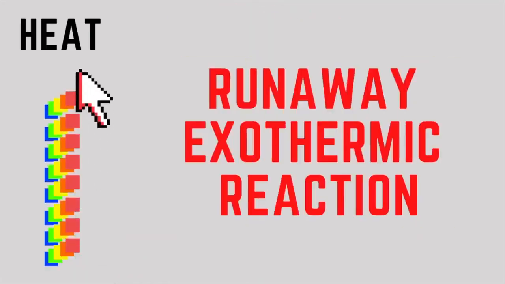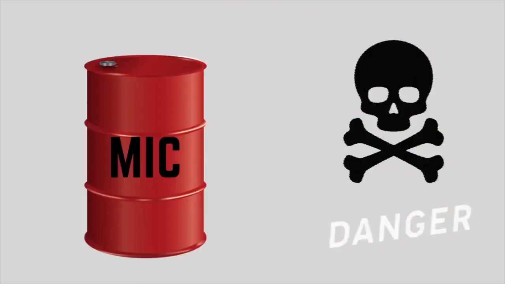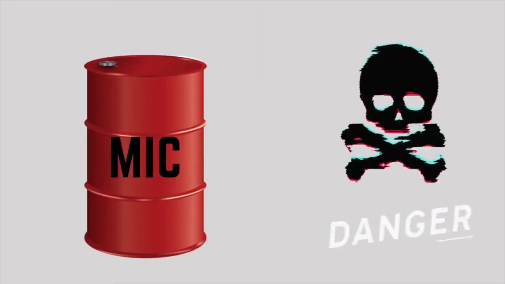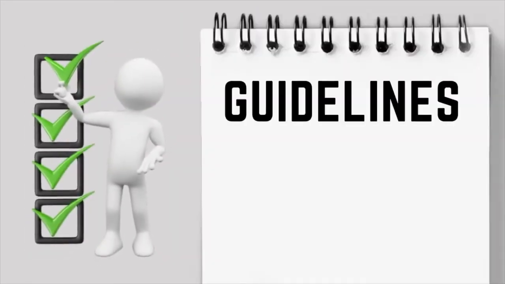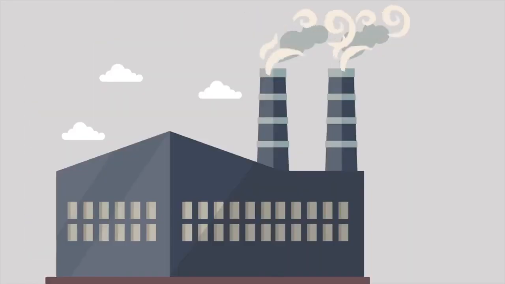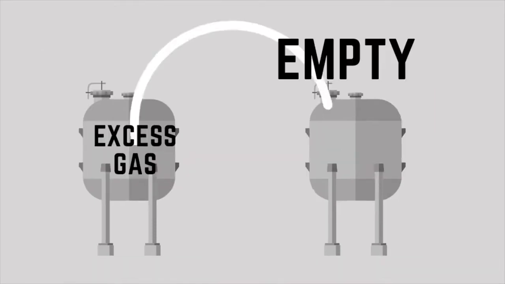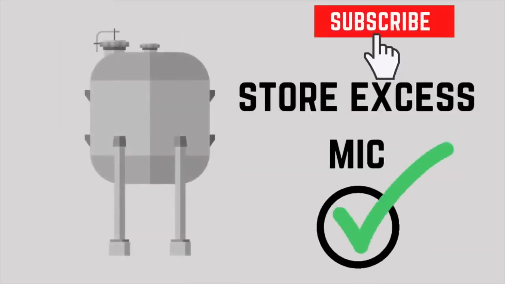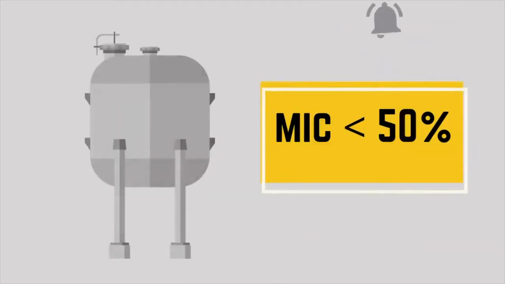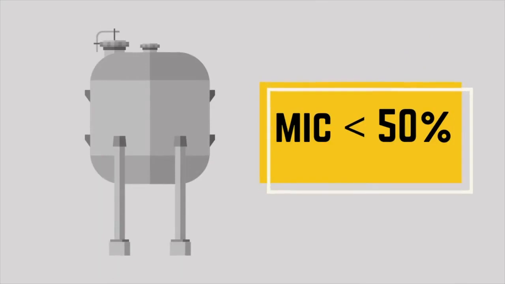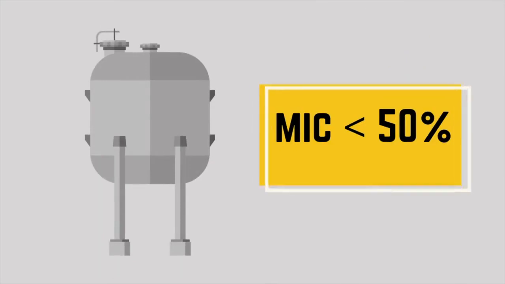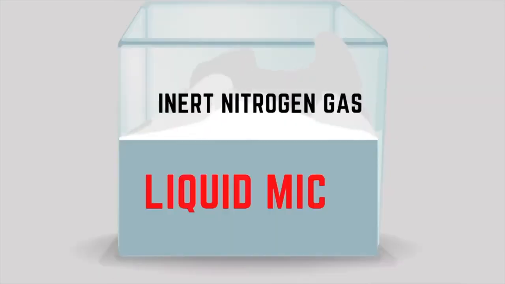reaction. As methyl isocyanate, or MIC, is a highly volatile gas, there were specific guidelines regarding its storage. The company had 3 underground storage tanks which stored MIC. One tank among them should be kept empty as a backup, so that it could store the excess gas from a nearby tank. The storage tank should maintain a level of MIC less than 50%, by pressurizing it with inert nitrogen gas.